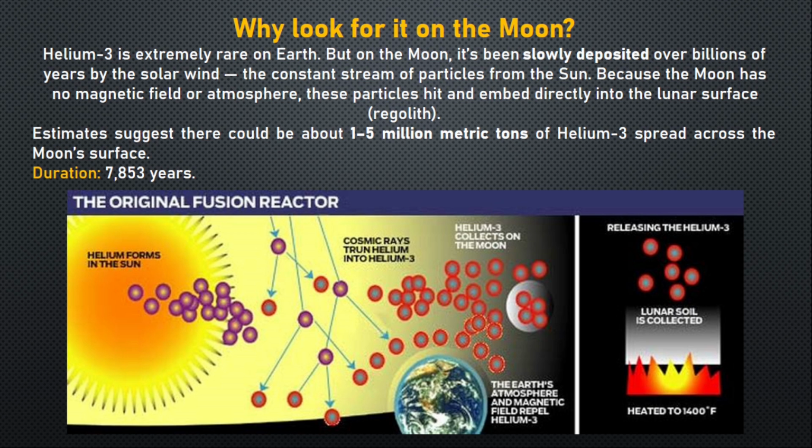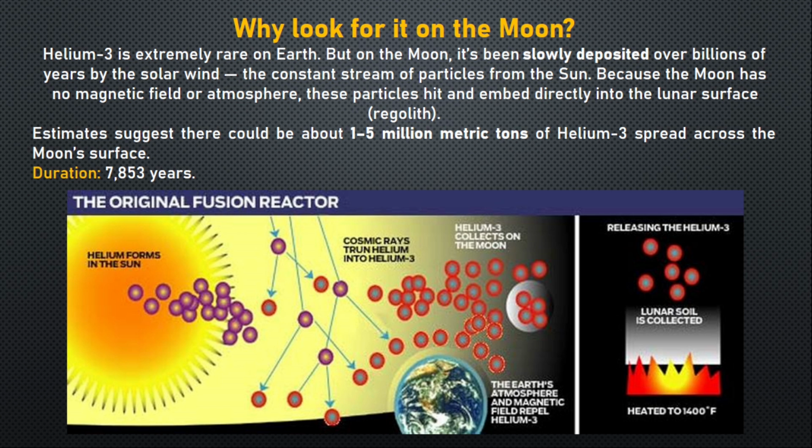Earth has a global magnetic field around it, and also an atmosphere. Because of that, these helium-3, when they are coming out of the sun, they are usually charged, so they are deflected by the Earth's magnetic field. But the moon has no magnetic field and no atmosphere. So they get absorbed and embedded in the moon's soil. Over billions of years, this isotope has accumulated on the moon.